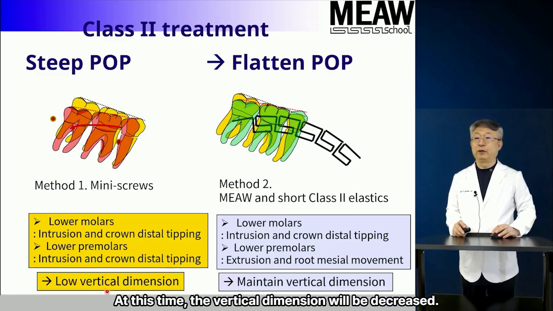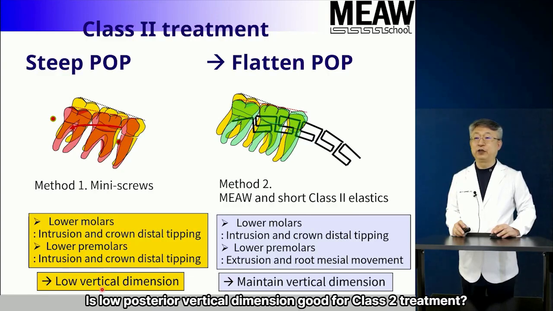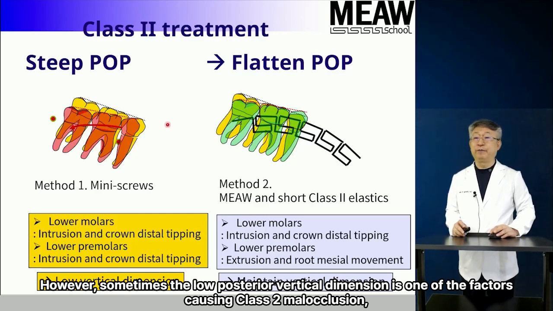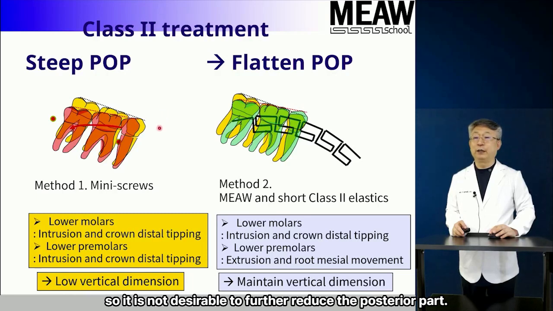At this time, the vertical dimension will be decreased. Is low posterior vertical dimension good for class 2 treatment? It is said to be good for conventional orthodontics. However, sometimes the low posterior vertical dimension is one of the factors causing class 2 malocclusion. So it is not desirable to further reduce the posterior part.